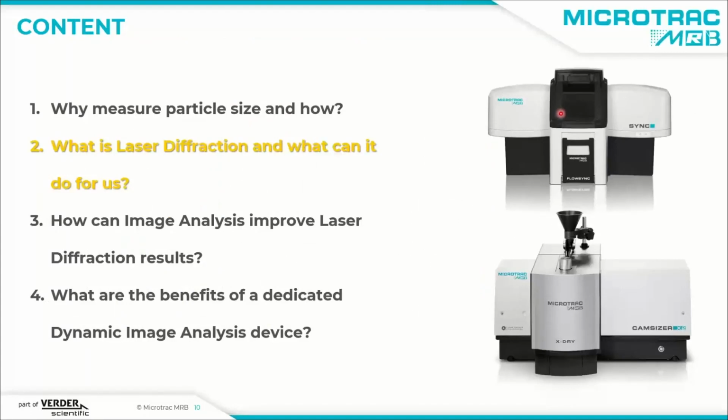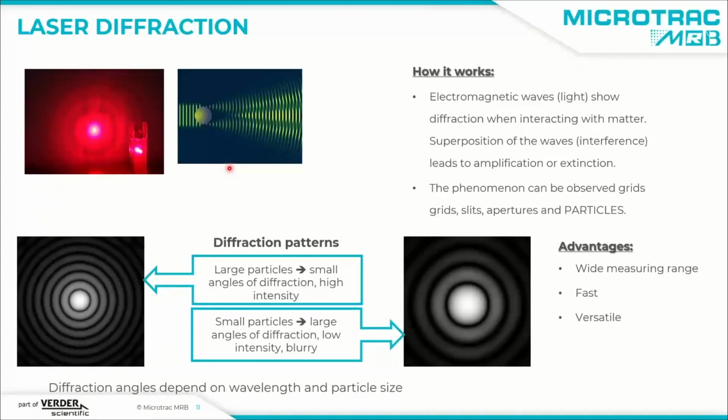So we can proceed to the second part of my presentation, where we look more at the analyzing techniques, and we will start with laser diffraction. So what is laser diffraction and what can it do for us? Laser diffraction is based on the principle that light is scattered or diffracted by particles. This means if you hit the particles with a laser light, this light beam will be deflected. It will change its direction. And the change of direction, so the angle to which the light is redirected, is characteristic of the particle size.